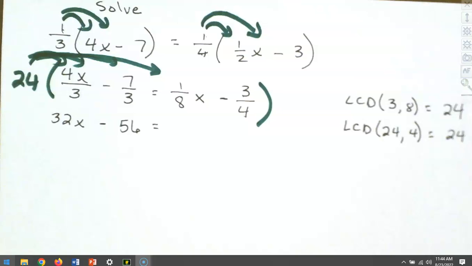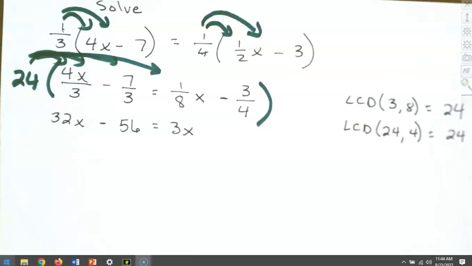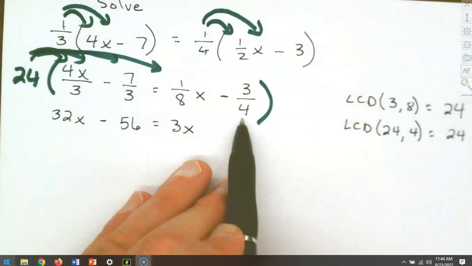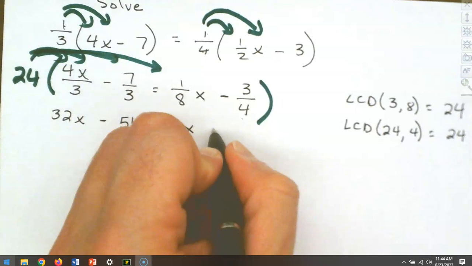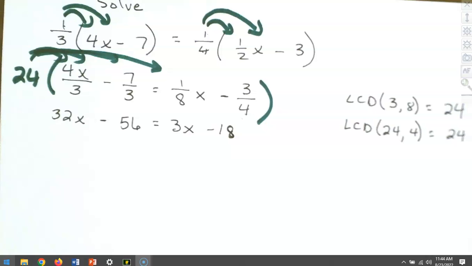24 divided by 8, that's a 3. x there. And the next one, 24 divided by 4. 24 divided by 4 is a 6. Right? 6 times that negative 3 is a negative what? Negative 18. Now, all the fractions are gone. And now we can finish it.